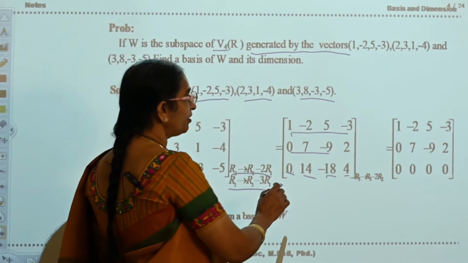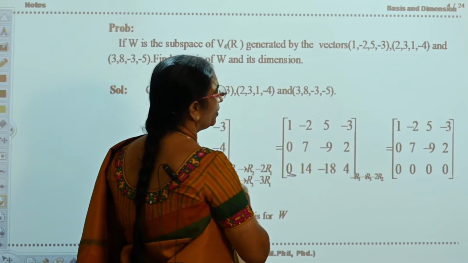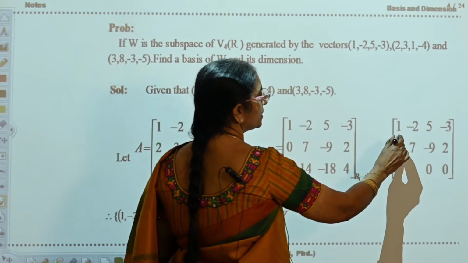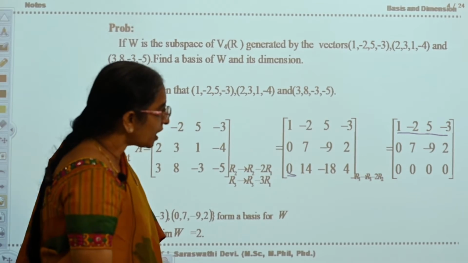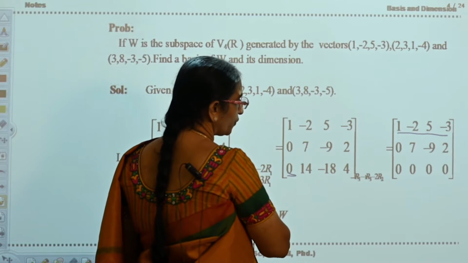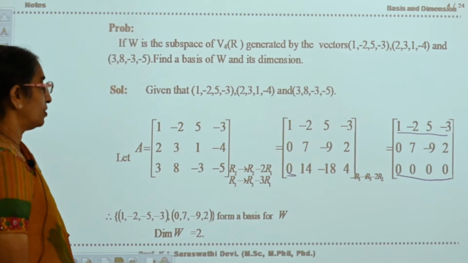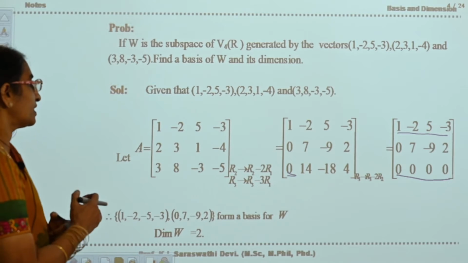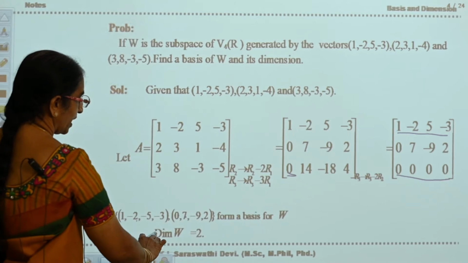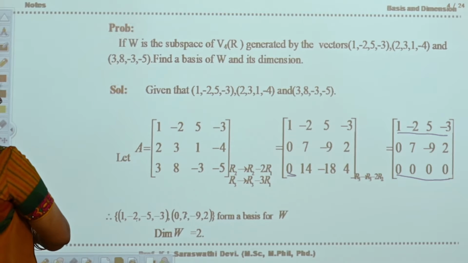Now again, you have to make this element 0. In order to make that element 0, you should not disturb the already existing 0. So take the second row, multiply by -2, and add to the third row. The first row you write as it is, and the second row also as it is. Now coming to the third row: 2 into 0, 0 plus 0, 0; -2 into 7, -14 plus 14; plus 18 minus 18; -4 plus 4. So all the elements in the last row are becoming 0. The number of non-zero rows will be the basis of W. So 1, -2, 5, -3 and 0, 7, -9, 2 form a basis. The dimension of W is equal to 2, because the number of elements in the basis set is 2. Now is it clear? Now see the next problem.